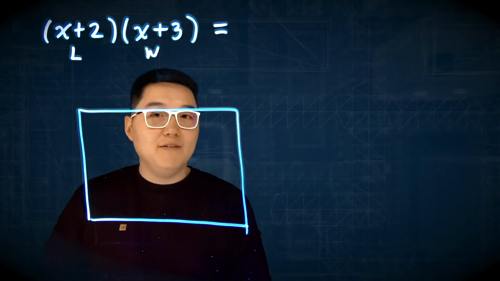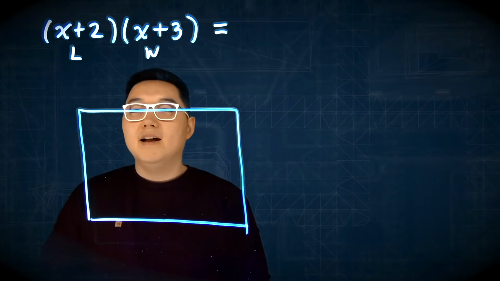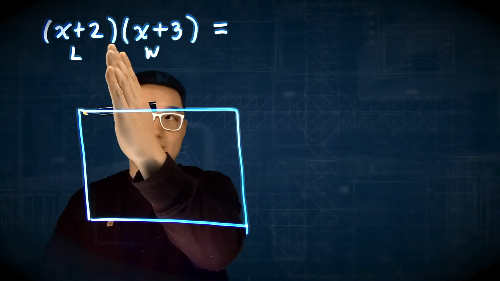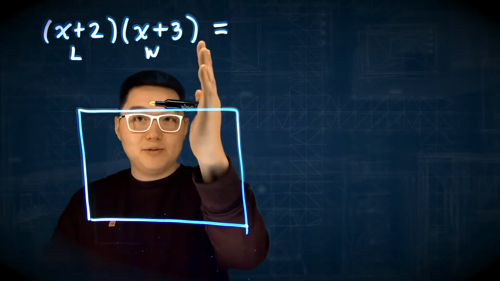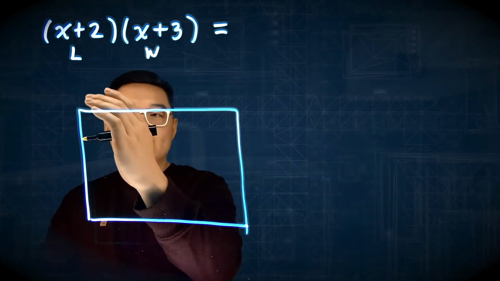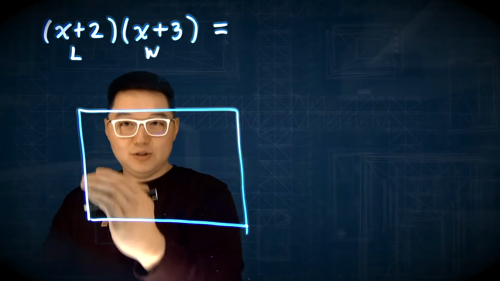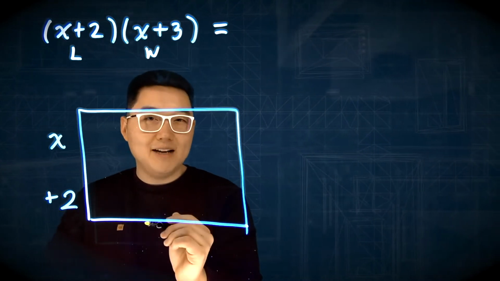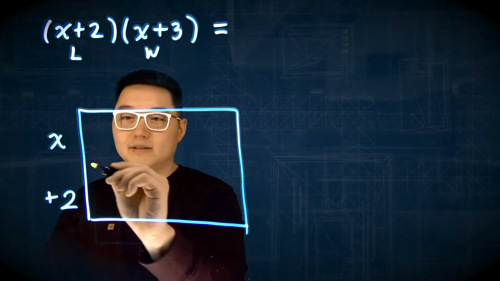This is an example of a generic rectangle. Now, a generic rectangle can be written with a length of x plus 2 times a width of x plus 3. The length is x feet long plus 2 more. Now that appears to have divided the rectangle into two sections.